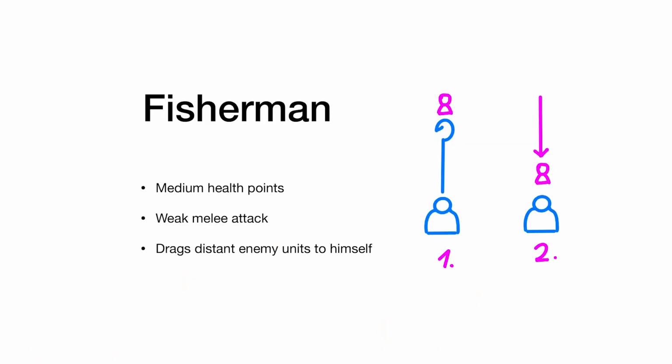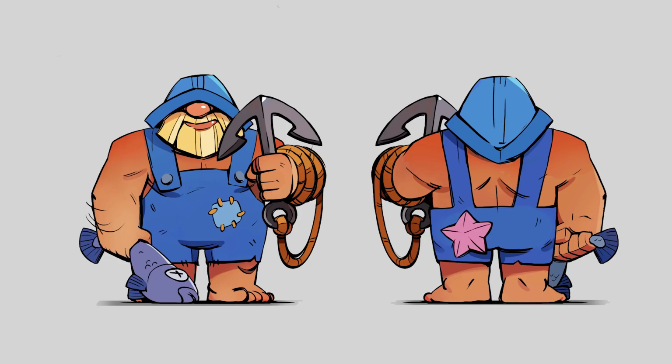First one was the Fisherman. It's a kind of medium tank, so he has medium health points, but is pretty tough. He has a very weak melee attack, and his ability is to hook units at a distance and drag them to himself, and then hit. So I always start with the game mechanic, and then make a sketch. I think the metaphor of the fisherman was a really nice fit for this game mechanic, because a fisherman actually drags stuff to himself from the water.